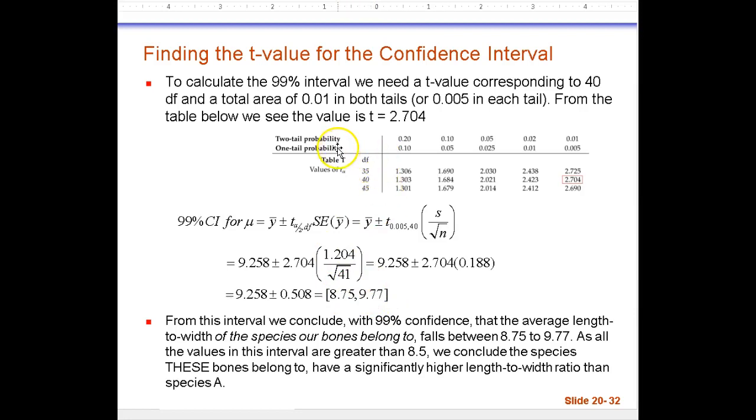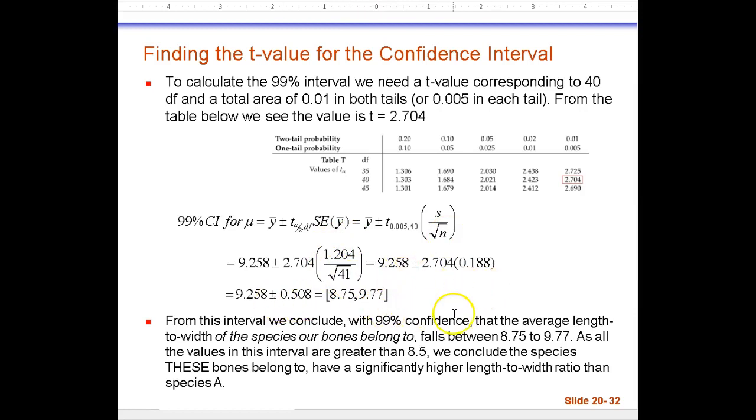If my level of confidence is 99, then my level of risk is going to be 0.01, which is this one right here. So I need to be in this column of the table. I know what column I need to be in, and I know I'm dealing with 40 degrees of freedom. What t-value would I use in making my calculation? It's going to be this one, 2.704. So that's where that's coming from right here. And then I have to multiply by the standard error of the mean. Standard error of the mean is defined as the standard deviation of your sample divided by the square root of your sample size. So that's this piece right here.